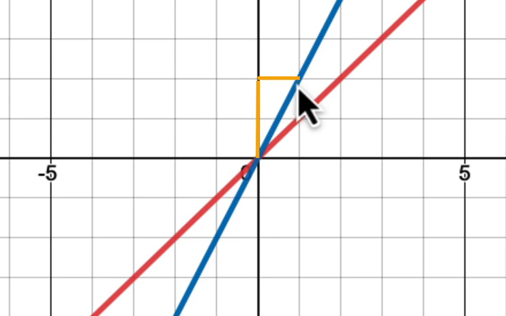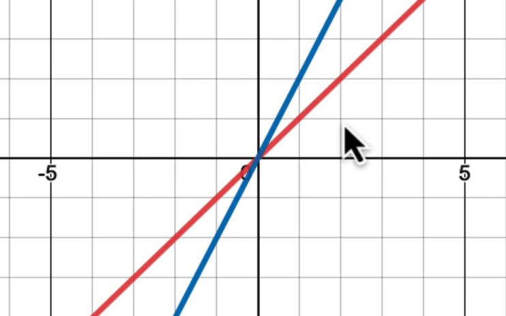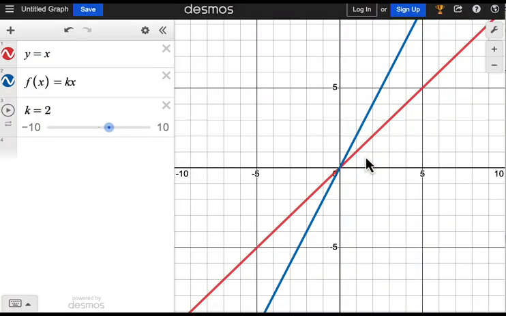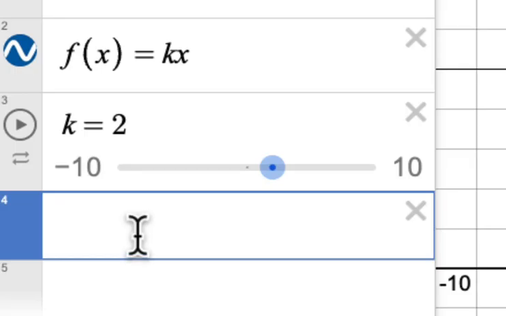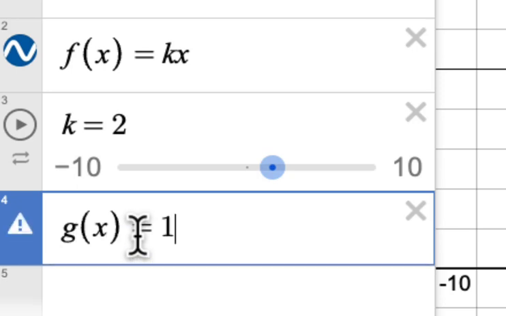The inverse of this function would have a slope that for every 1 up and 2 to the right, you would be back on the line. In other words, the inverse function would have a slope of 1 over k. So create function g of x equals 1 over k times x.